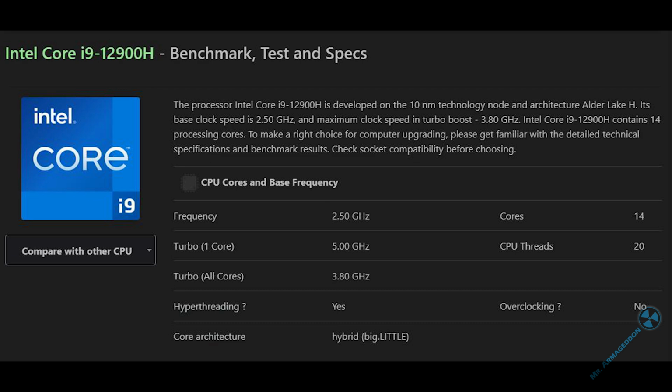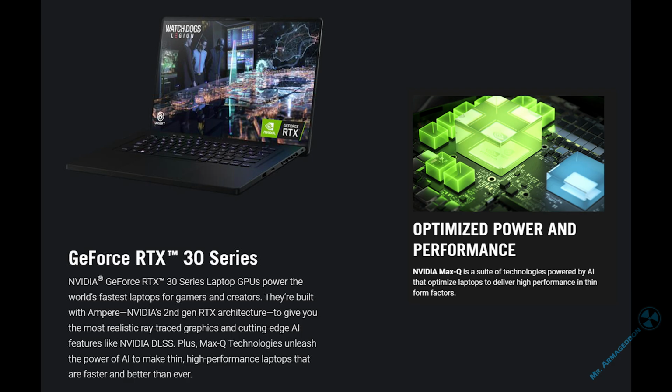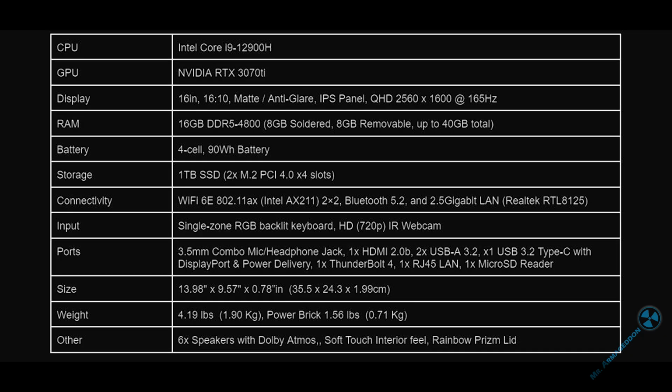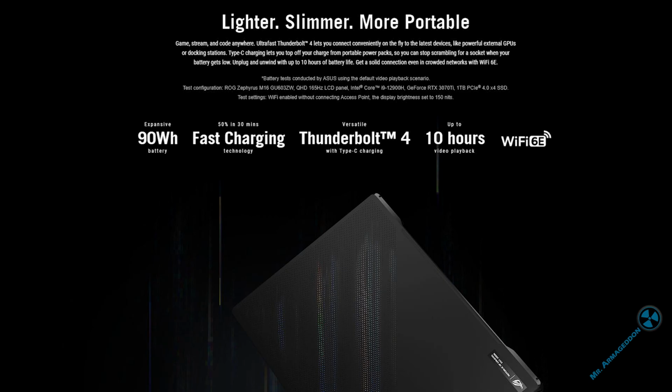In addition to coming with Intel's Ultra HD graphics, we have a dedicated NVIDIA GeForce RTX 3070 Ti with 8 GB of VRAM, supporting up to 120 watts with dynamic boost with the hybrid MUX mode and adaptive sync. As mentioned before, we have 16 gigabytes of RAM total, 8 gigabytes soldered on, and then an 8 gigabyte removable DIMM of DDR5, and a 4-cell 90 watt battery that charges both with the 240 watt power adapter and can also take a charge over a USB-C Thunderbolt up to 100 watts.